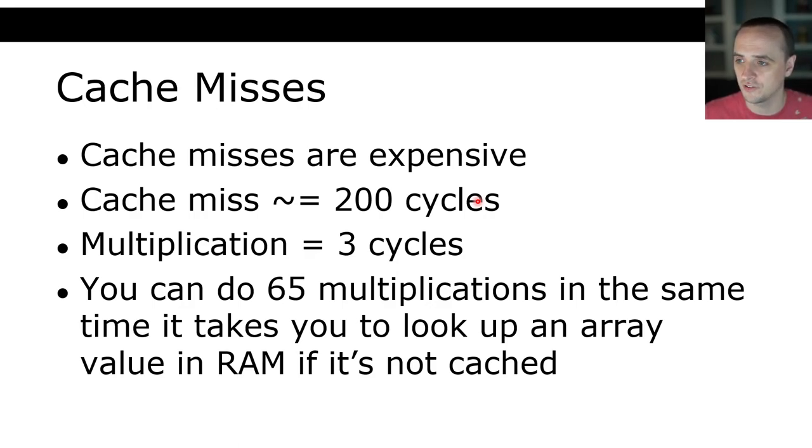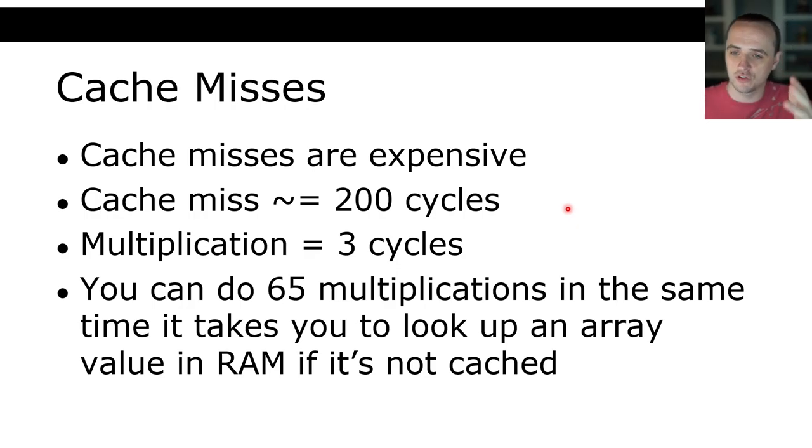Versus if you look it up and it's in the cache, it might be one or two cycles. Okay, these are clock cycles of your CPU. One multiplication is three cycles. So you could potentially do 65 multiplications of data in the same time that it actually took you to look up that data, right? If it's not cached.